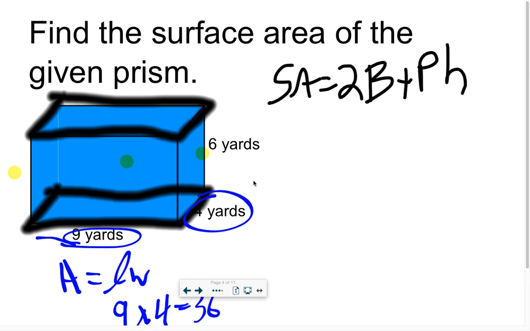So this number is the area of the base. We're going to plug it in for the big B. Bring down that 2, and note it's not 236. The 2 and the B are touching, so there needs to be a multiplication sign, whether you want the dot or if you want to use the X sign for multiplying, it is your choice.